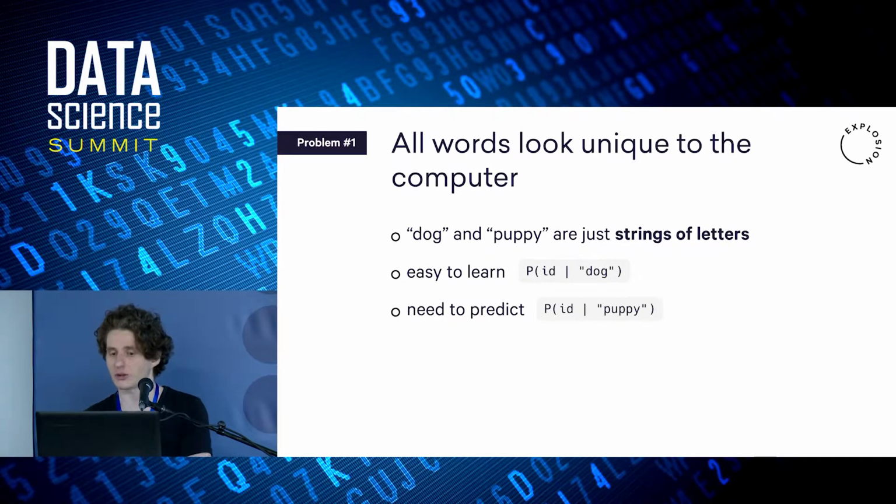If you're taking a computer's eye view of these things, dog and puppy are just strings of letters. And so it's easy to learn the probability of this ID given dog. But imagine that during training you had seen this word dog, and what's the category of that? Then you might have some phrase which you haven't seen in your training data before. What are the implications of that? How do we get this relationship between those two words which are otherwise similar, and not have to learn those as completely separate representations?